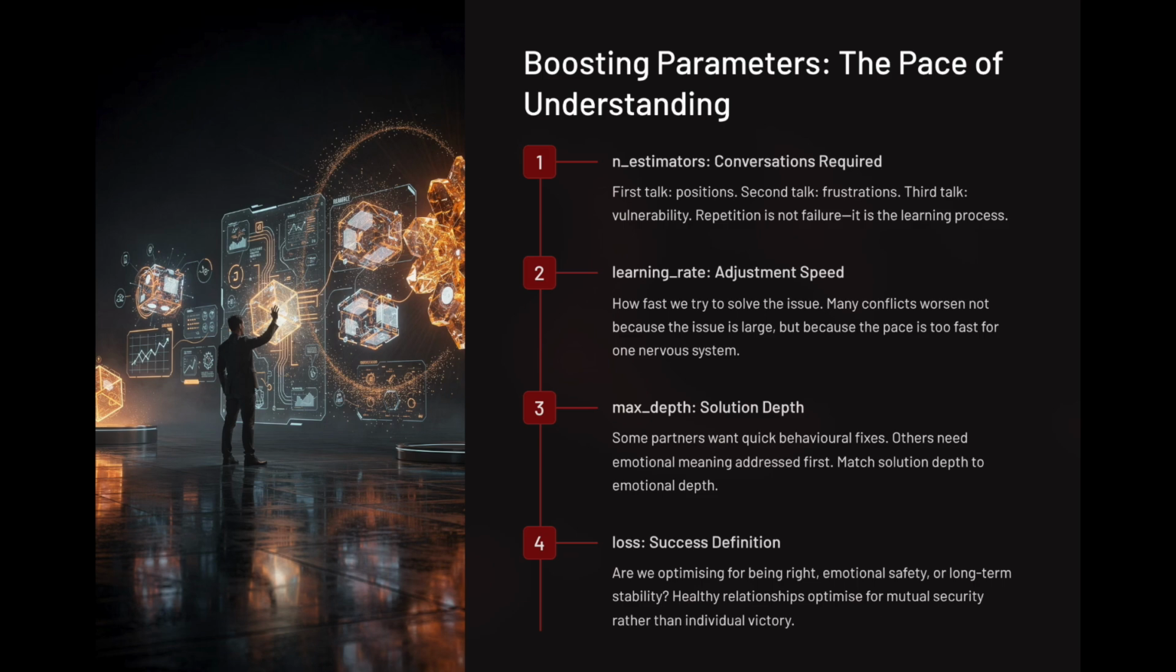The base_estimator, or the weak learner we used. This would be the first explanation we attach to the other person's behavior. The max_depth, min_samples_split, or the model complexity control. Describing complexity tolerance, these parameters control how detailed the model becomes. Psychologically, this reflects how deep we are willing to go. Some partners want quick behavioral fixes, others need emotional meaning addressed first. Healthy concession requires matching solution depth to emotional depth.